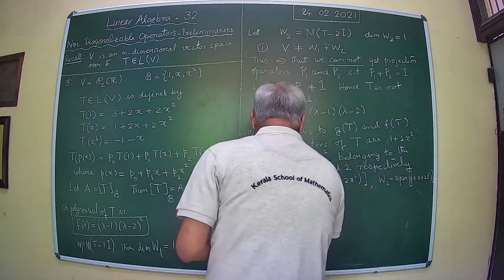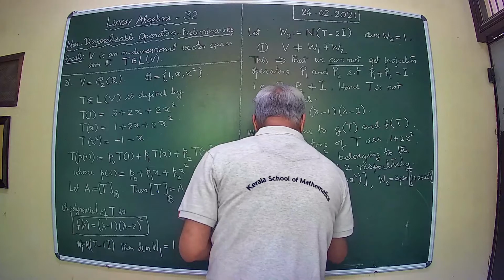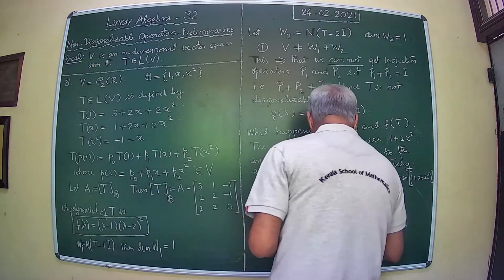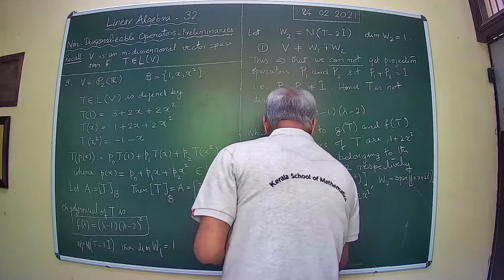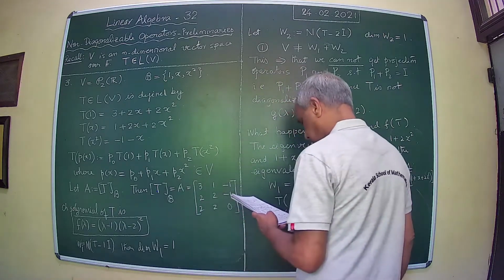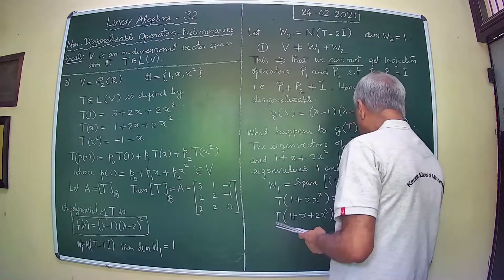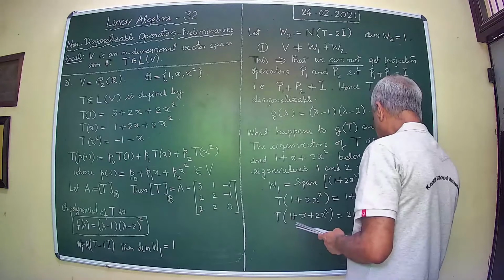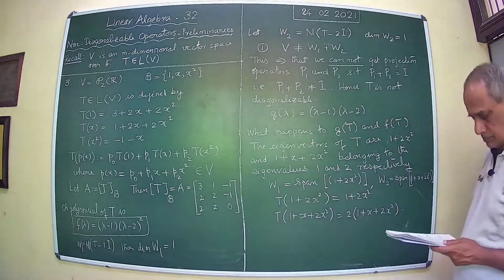So we have T of (1 plus 2x squared) equal to 1 plus 2x squared, and T of (1 plus x plus 2x squared) is equal to 2 times (1 plus x plus 2x squared). You can easily verify this.